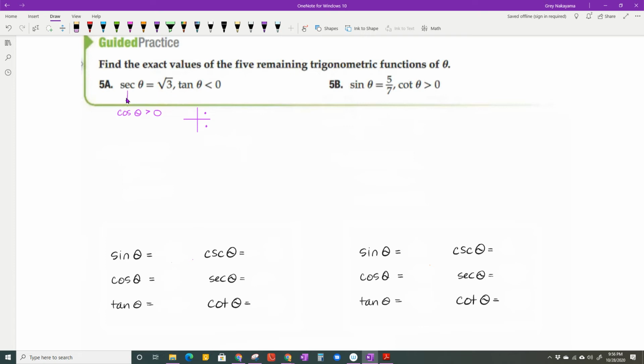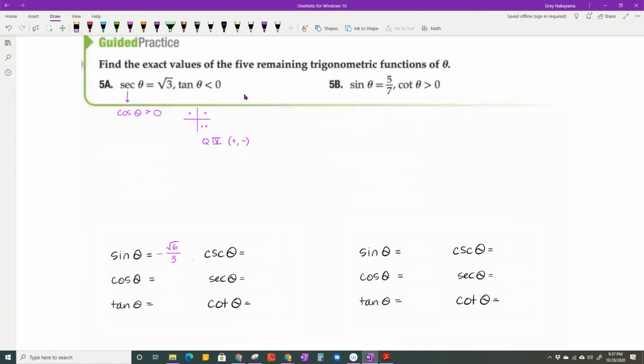And then they tell me the tangent is negative. And the tangent, that's where the signs are different. And the signs are different in the second quadrant and the fourth quadrant. So the fact that they told me this and this tells me that my angle theta is in the fourth quadrant. And the signs are positive, negative in the fourth quadrant. So what that's going to tell me is every time I have anything that deals with the y, it is going to be negative.